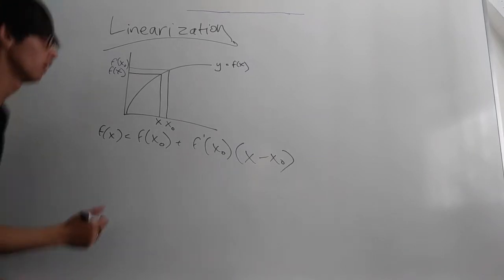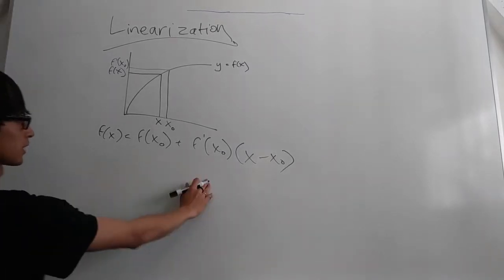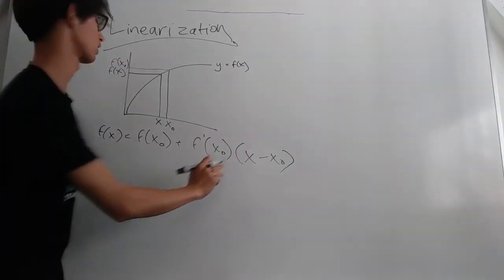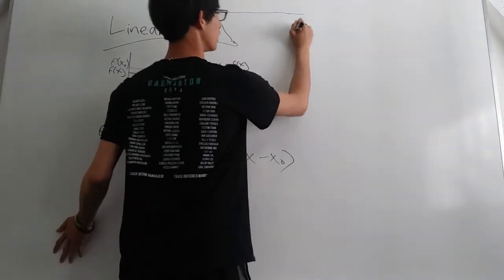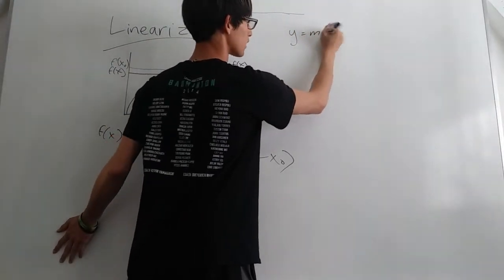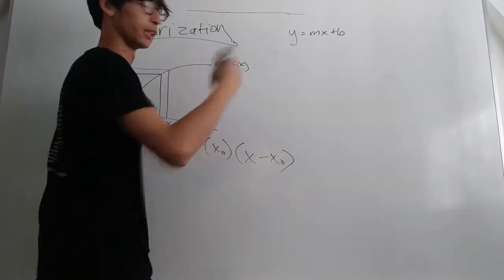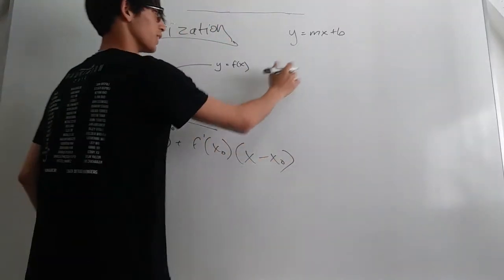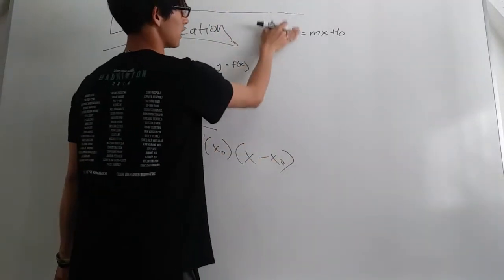So now, to do this, let's start with the equation of a line. y equals mx plus b. Really general, simple stuff. We can say y is f of x.